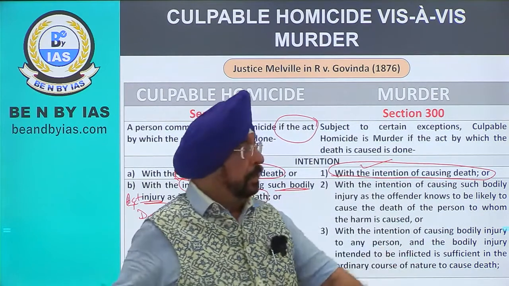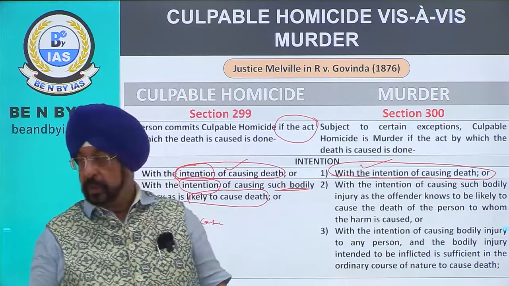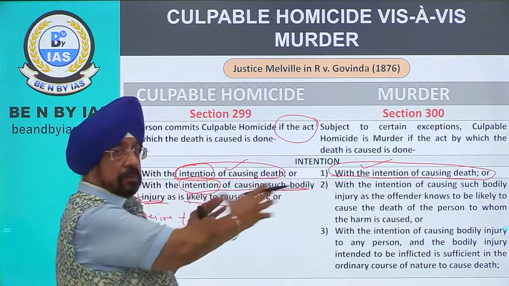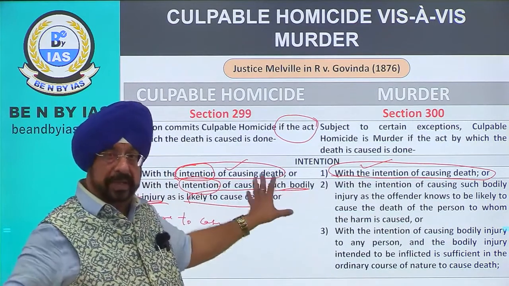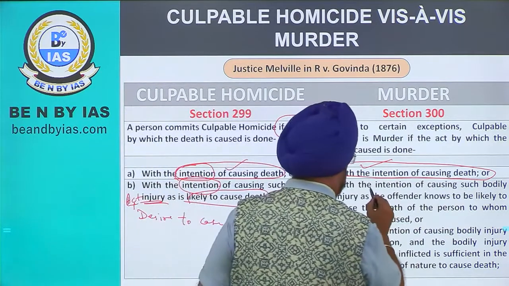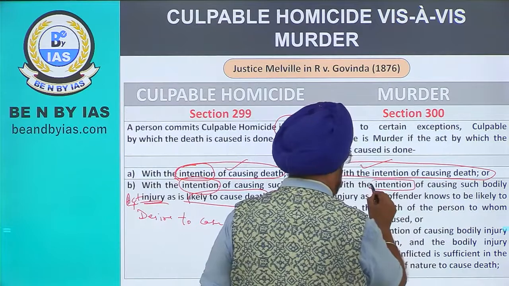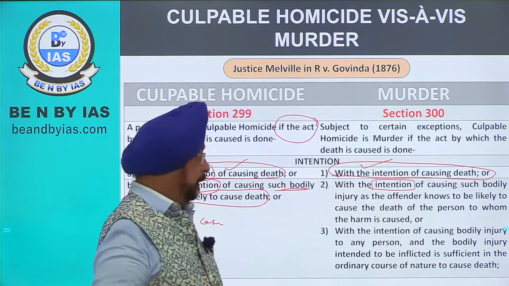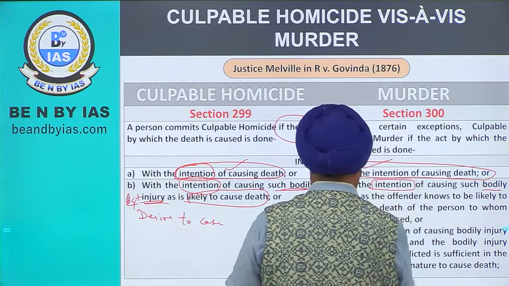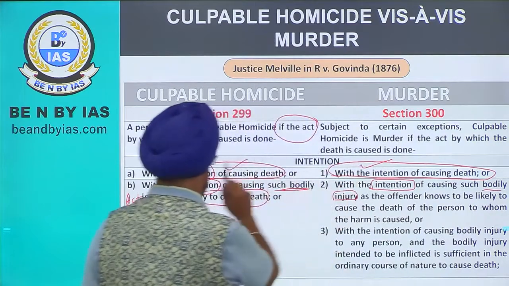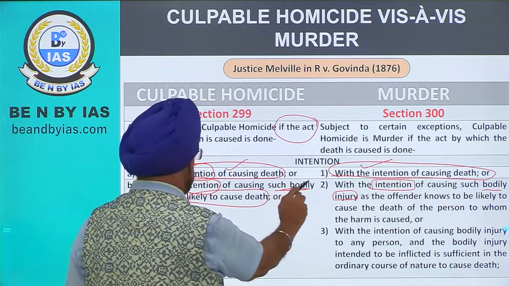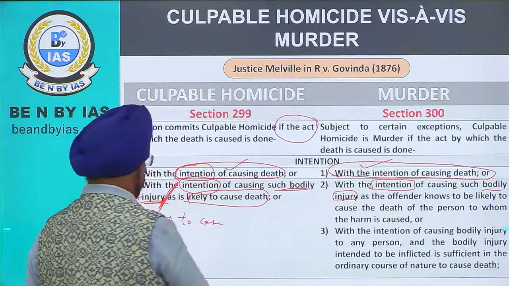Right? Now, second clause, we will be comparing the two in our mind also. With the intention. That means there is a strong desire of causing such bodily injury. Now, if you see here up to this and this, here also there is intention of causing such bodily injury. Stop here.